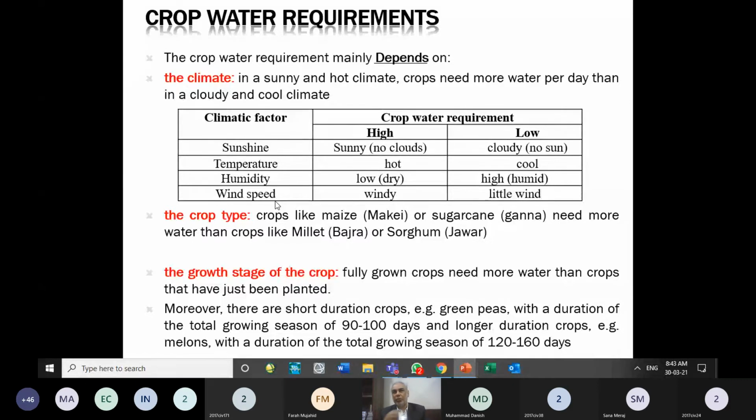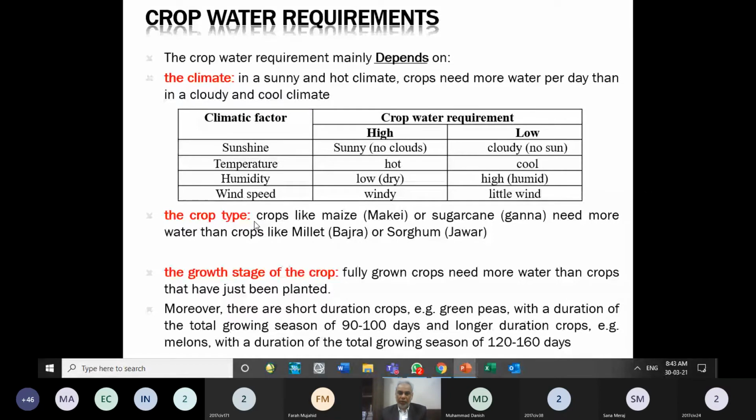Wind speed gives a good mixing of humidity. If high speed wind is blowing over there, the evapotranspiration process will be easier, and more windy conditions will give rise to high water requirement.